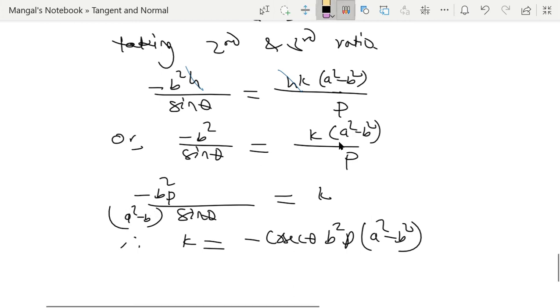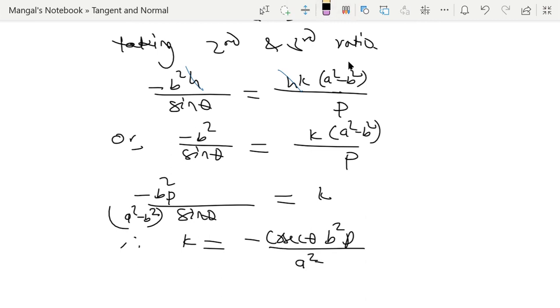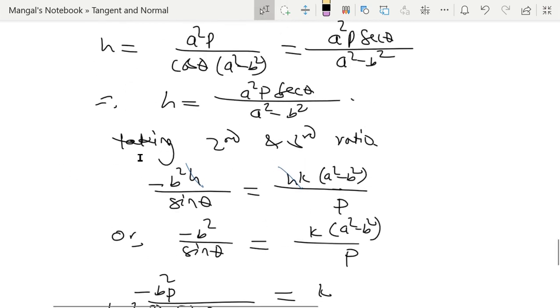So sine theta kept on top, so it became cosec theta. So k is minus cosec theta b square p, and a square minus b square is down. So values of h and k both we have now found.